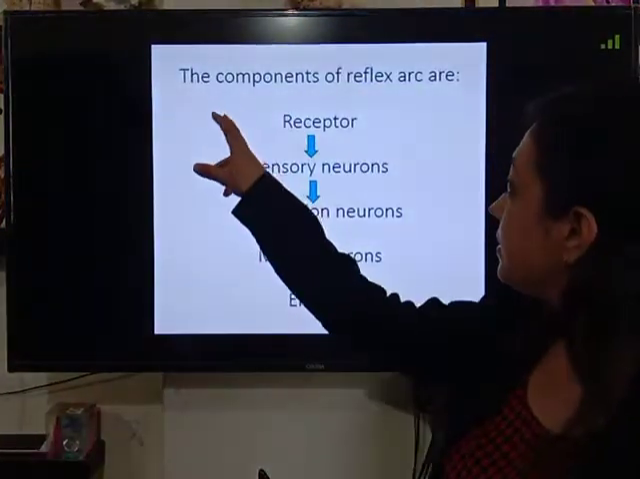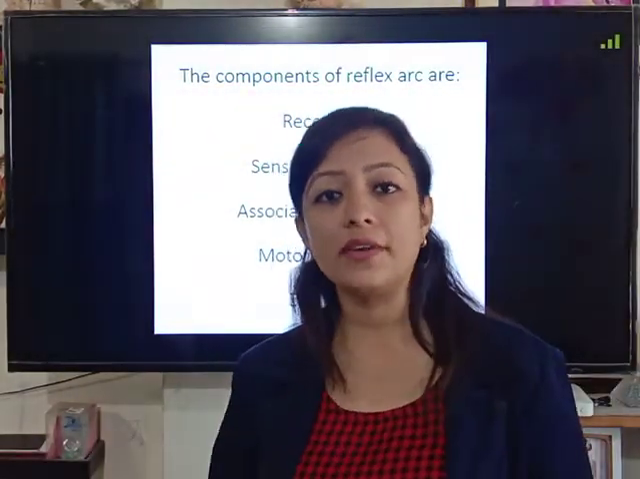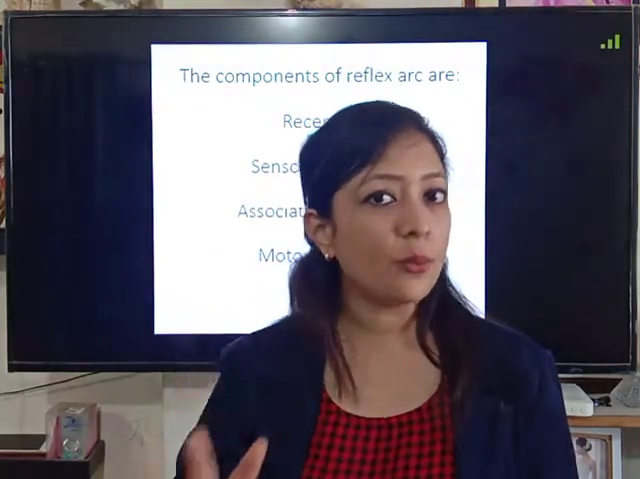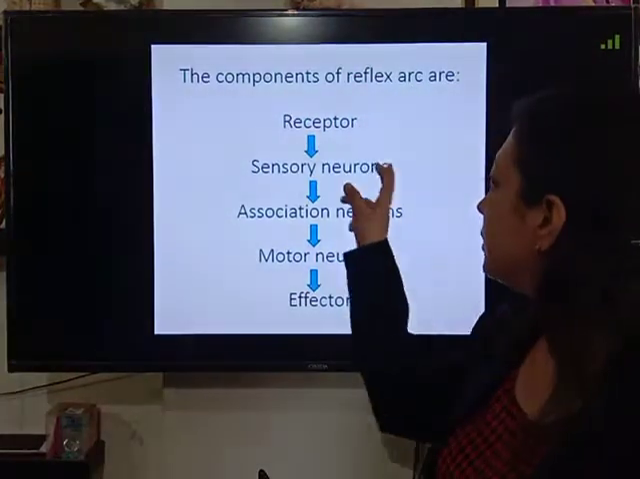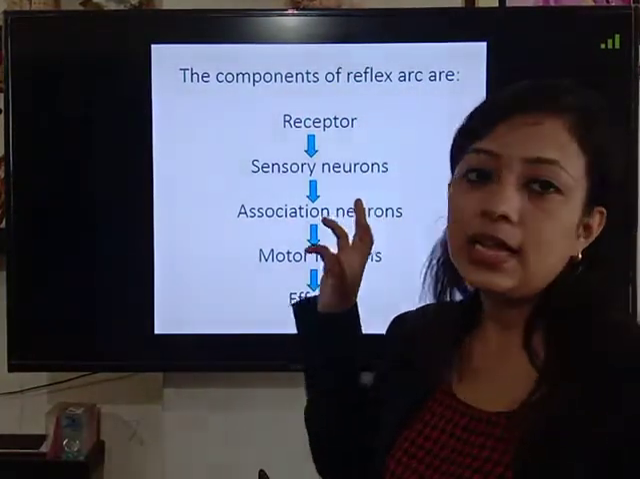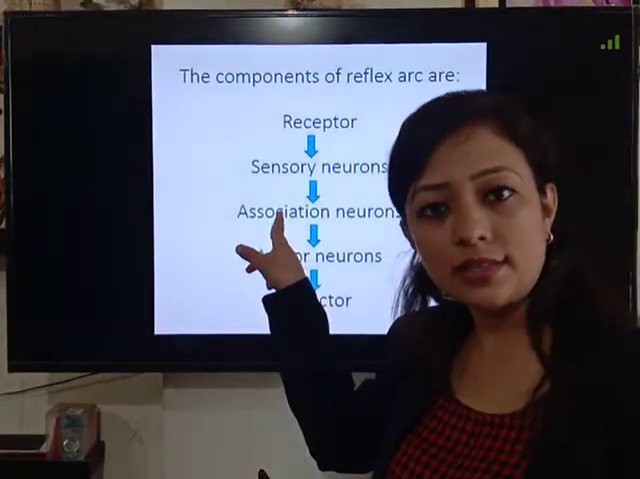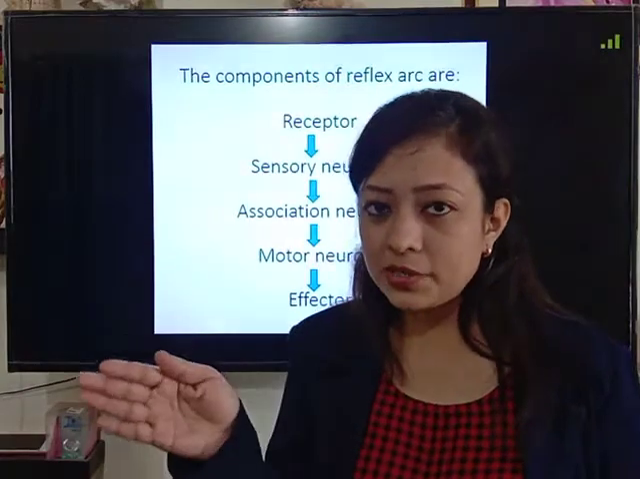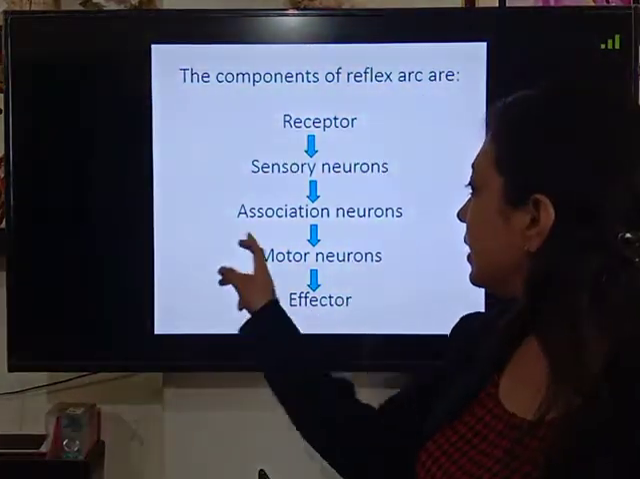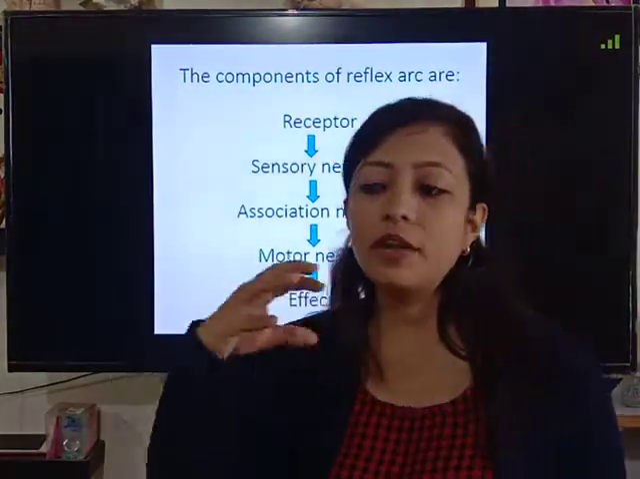So this arc we can also draw in this way, children, that is the components of the reflex arc. Sometimes they will ask you to write the components of reflex action. So children, there are 5 components of the reflex action. The first is the receptor that we have discussed already, then the sensory neuron which transmits the message from the receptor to the central nervous system. So these sensory neurons transmit the message of stimulus from receptor to CNS. Now in the CNS, the association neurons are located, which associate the sensory neuron with the motor neuron.